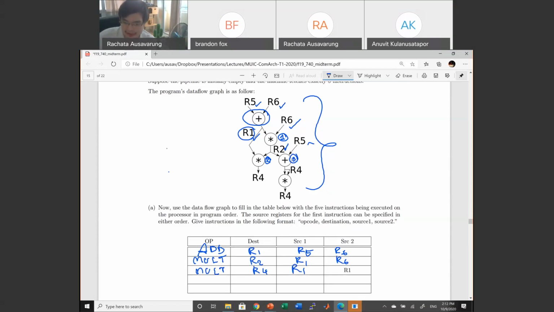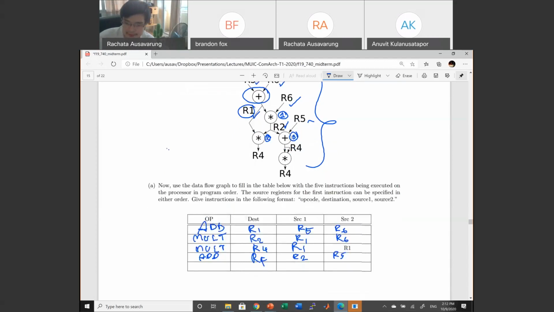Then the rest basically follow from top to bottom. You have the add. The add takes in R4, R2 and R5, and then you produce R4. Okay? Afterward, the last instruction is the multiply. You multiply what into what, and what is the last one?